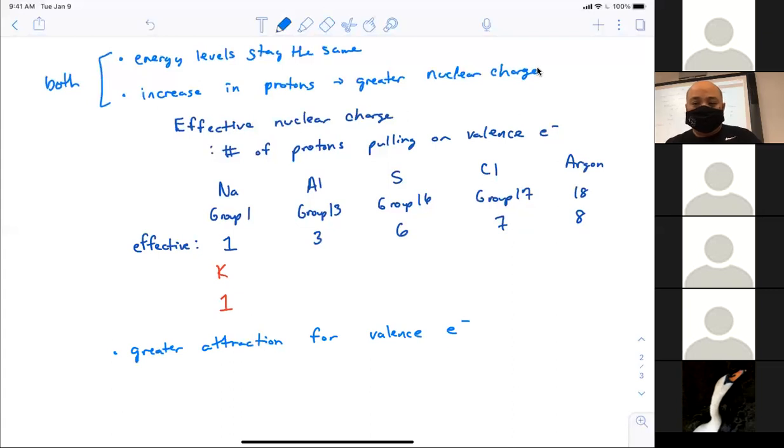So as you go across the periodic table, your thought should be: same energy levels, increase in nuclear charge, therefore there's a greater attraction for the valence electrons. That's the thing you want to think about. No matter what trend you're talking about, that is what's true about the atomic structures. Questions about that?